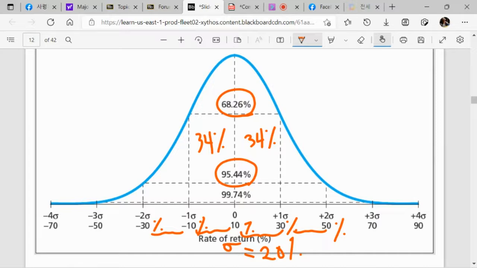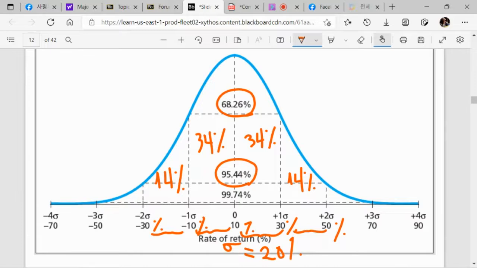So that means 14% of that 28% lies in this range between 1 standard deviation and 2 standard deviations. And there is another 14% probability lying between -1 standard deviation and -2 standard deviations. So in percentage terms, the probability of your portfolio earning anywhere between 30% and 50% is 14%. And the probability of earning anywhere between -10% and -30% is also 14%.